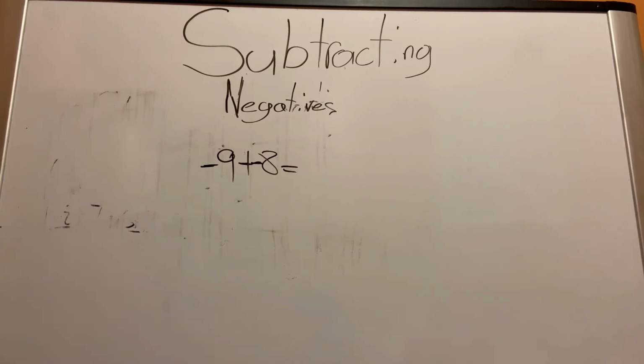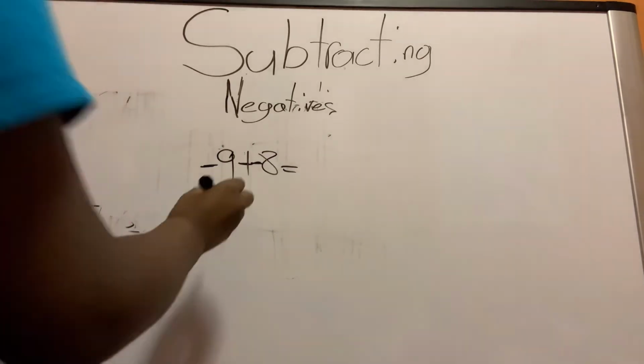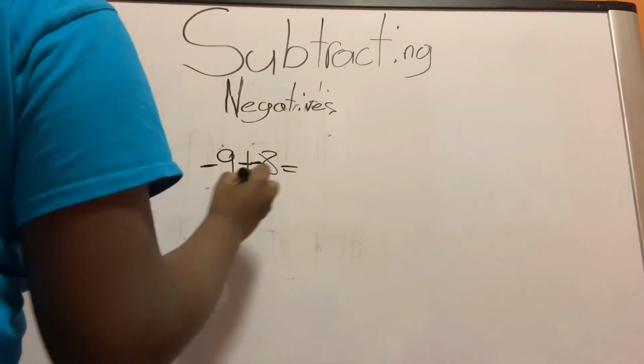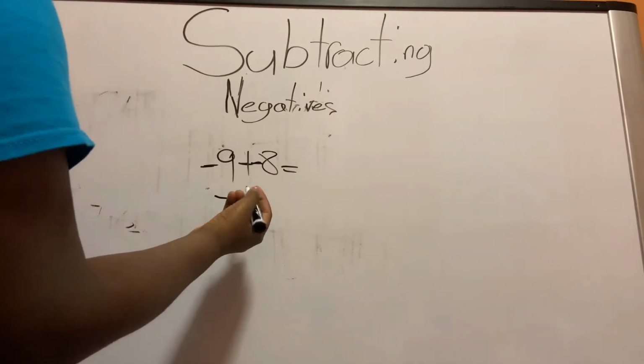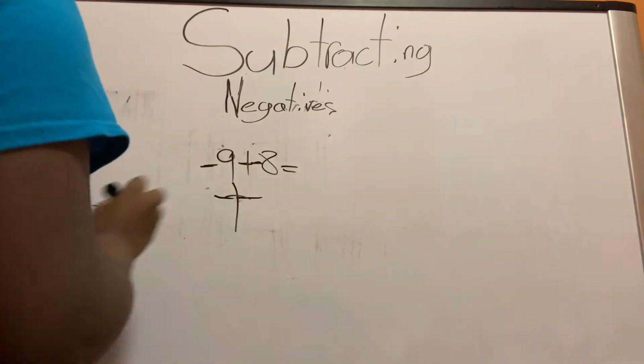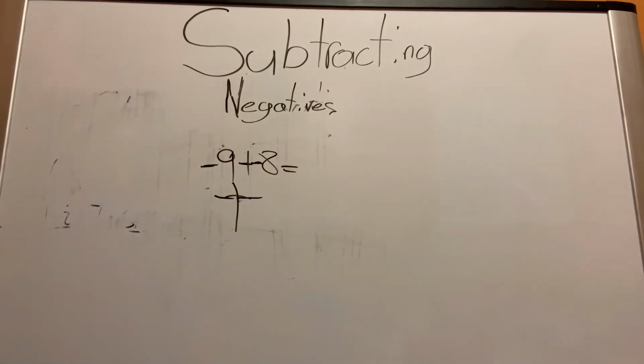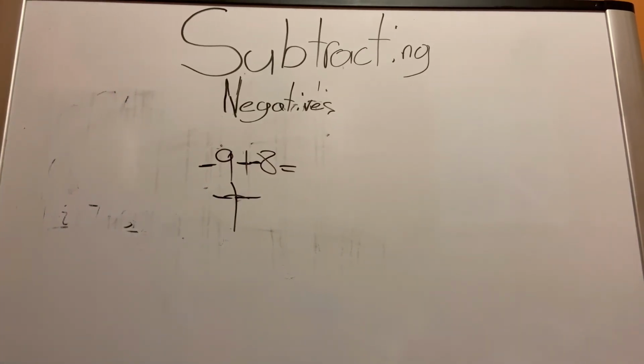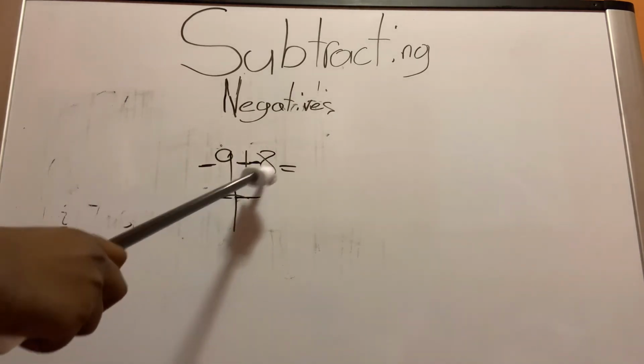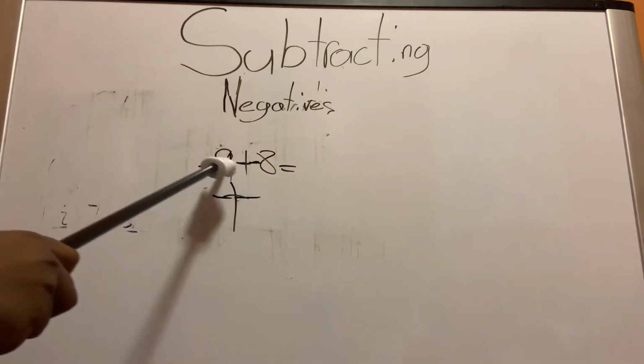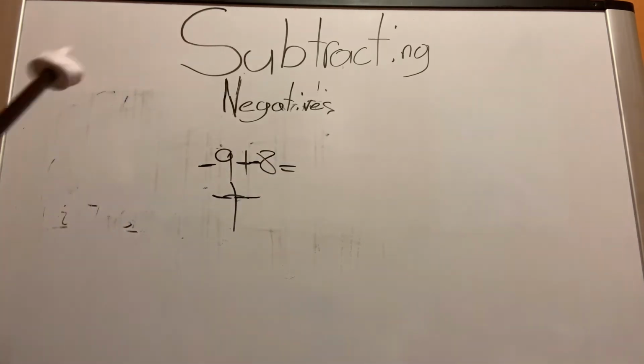Now, like I said in my last video, a negative with a minus sign or a negative right beside it will always equal a positive. So now it's just negative 9 plus 8 again. Or you can just say 9 minus 8, but since negative 9 is more, you would have negative 1.